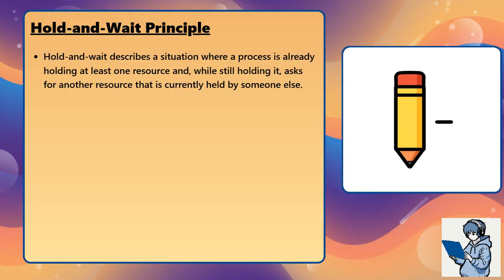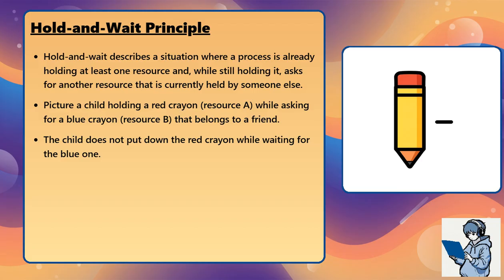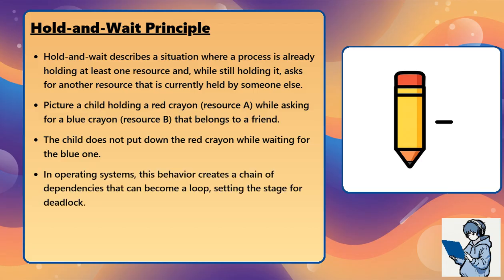Hold and wait describes a situation where a process is already holding at least one resource, and while still holding it asks for another resource that is currently held by someone else. Picture a child holding a red crayon called Resource A, while asking for a blue crayon called Resource B that belongs to a friend. The child does not put down the red crayon while waiting for the blue one. In operating systems, this behavior creates a chain of dependencies that can become a loop, setting the stage for deadlock.